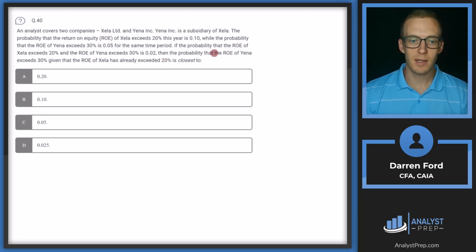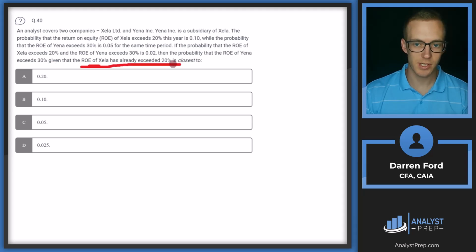So this is going to be a conditional probability problem here. Given ROE of Zila exceeding 20%, given that that happens, what is going to be the probability of the ROE of Yina also exceeding 30%? And we're given 3 different probabilities here. So we've got Zila exceeds 20% at 0.1. This is going to be involved in that formula, since this is something that needs to happen at the start. And then we have Yina exceeds at 0.05. So this is another given probability, and then the last given probability is that they both do.